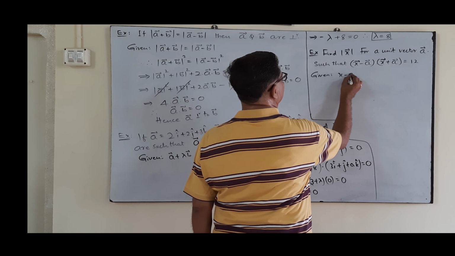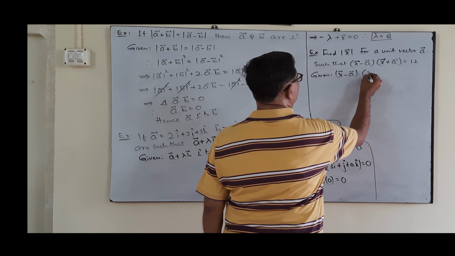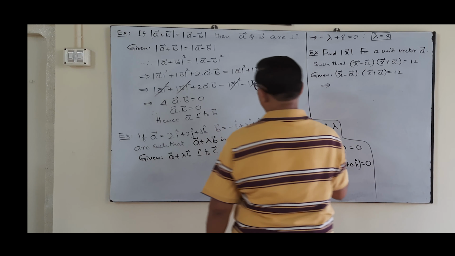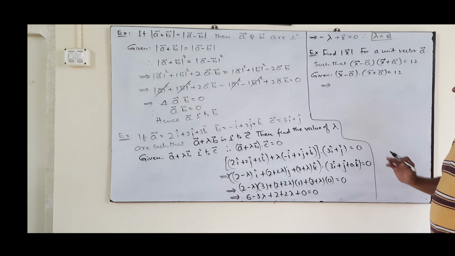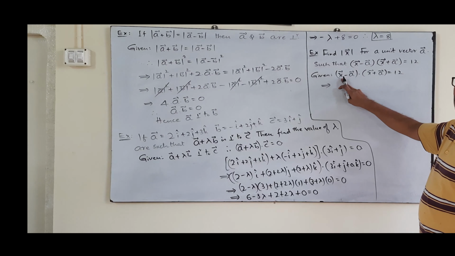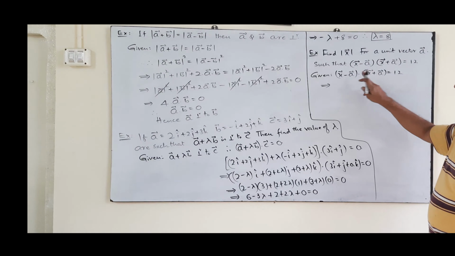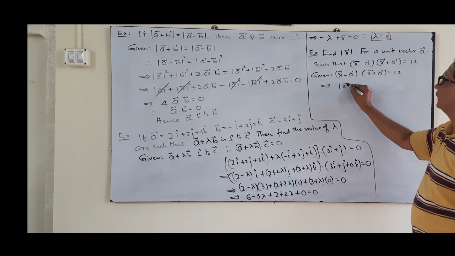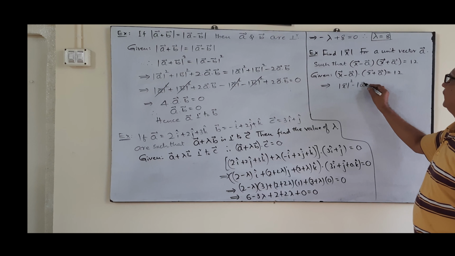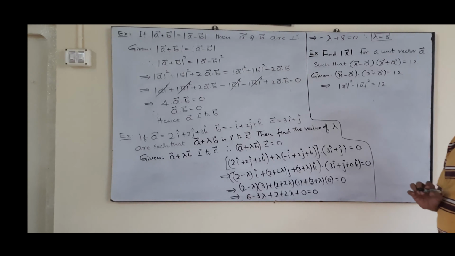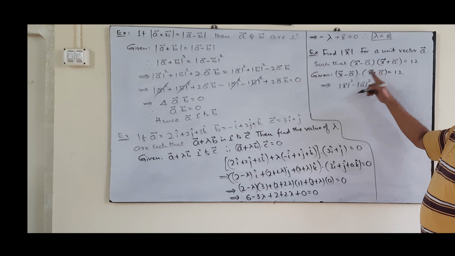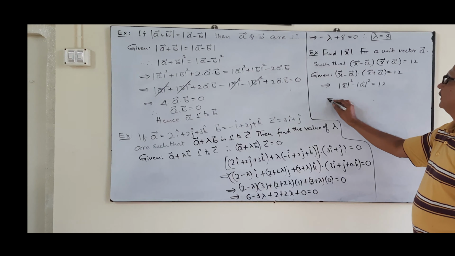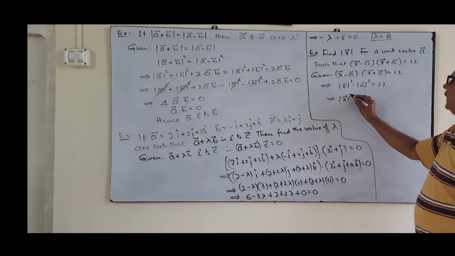Given (x − a)·(x + a) = 12, it is in the usual algebraic form (a − b)(a + b), and as you know, the formula is a² − b². Here x² − a² = 12. Instead of a and b, we have x − a and x + a, giving x² − a², that is |x|² − |a|².